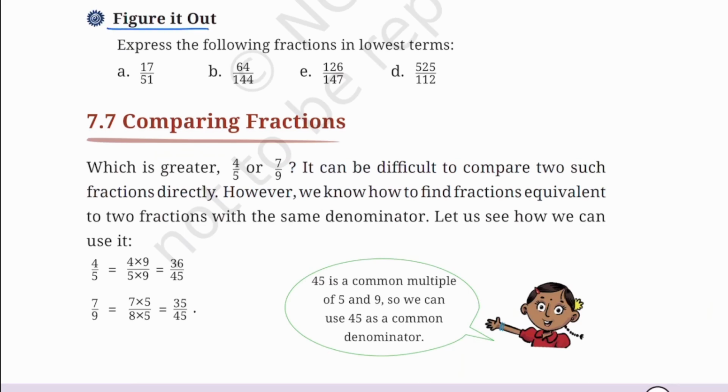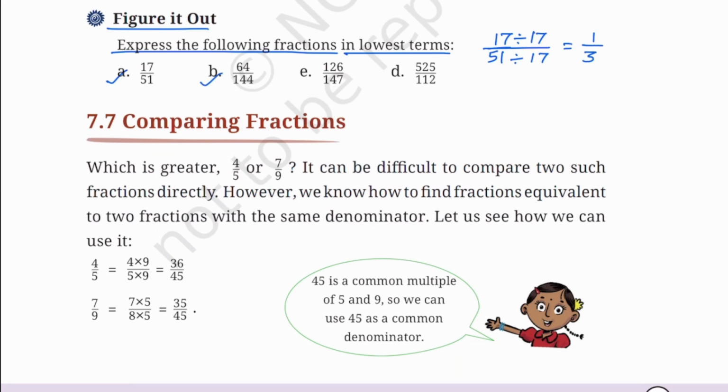Figure it out. Express the following fractions in lowest terms. A, 17 upon 51. Just divide the numerator and denominator by 17. You will get 1 upon 3.